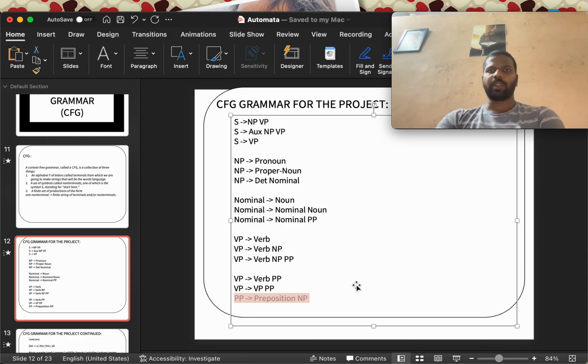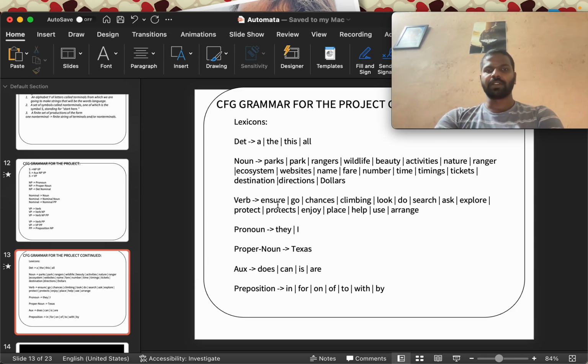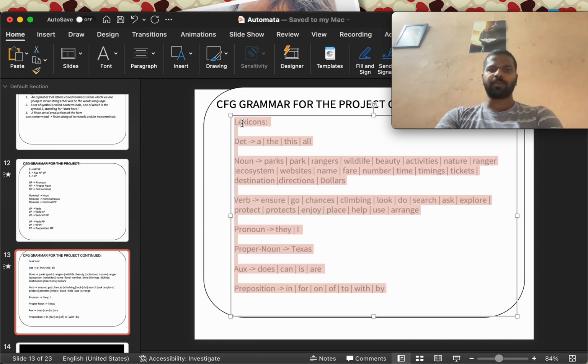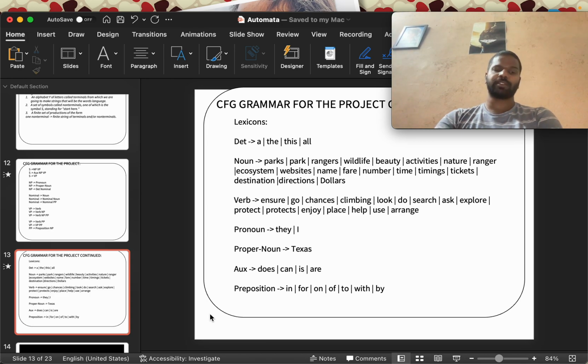Prepositional phrase: this rule indicates that the prepositional phrase consists of a preposition followed by a noun phrase, creating phrases like in the house, on the table, etc. And the grammar is continued on the next page. Lexicons. These lexicons can be derived from the sentences that I have used in the project, which are the 15 valid sentences and 6 invalid sentences.